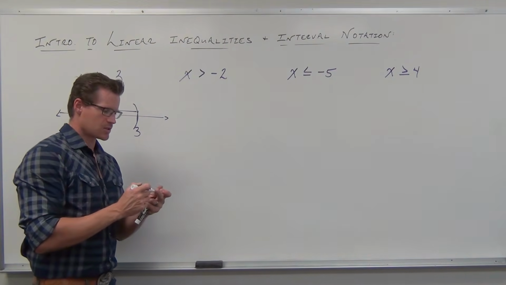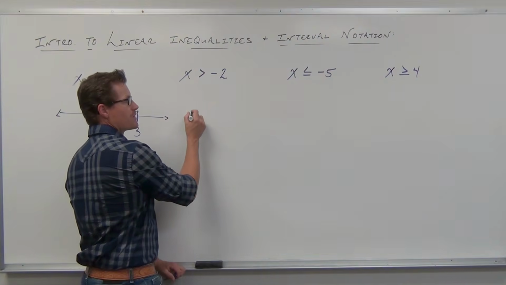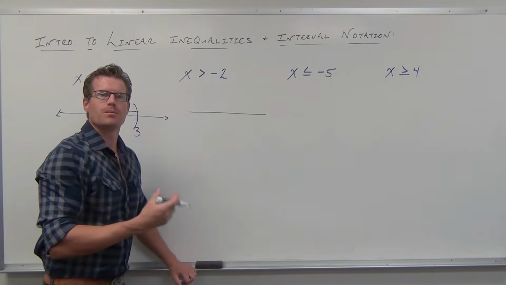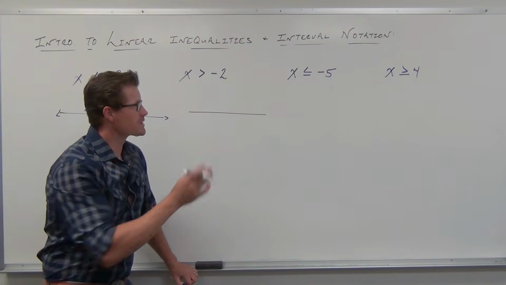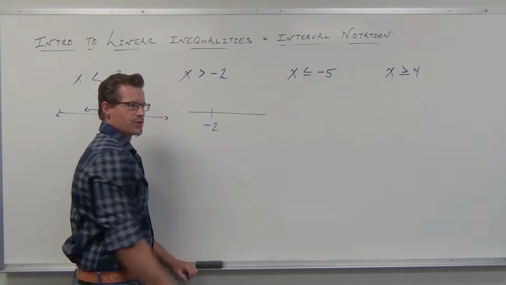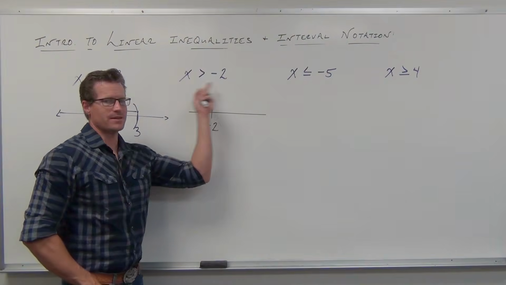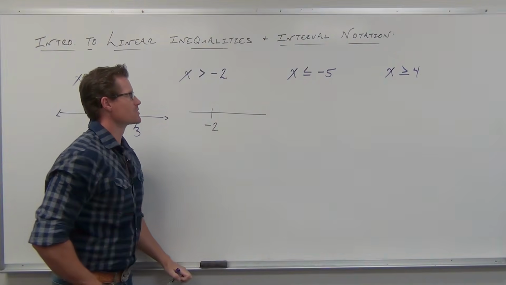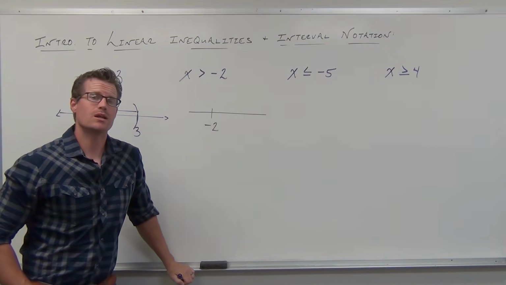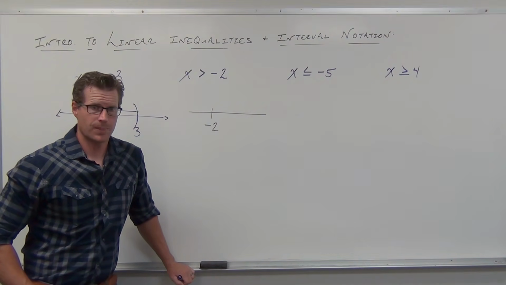The next one, x is greater than negative 2. Again, we can represent inequalities very well on number lines, at least the solutions of inequalities. Let's put the number that's given, this negative 2, on our number line. Now, I want you to think about what numbers satisfy this. What numbers work here? x is greater than negative 2. What numbers can you think of that are more than negative 2?